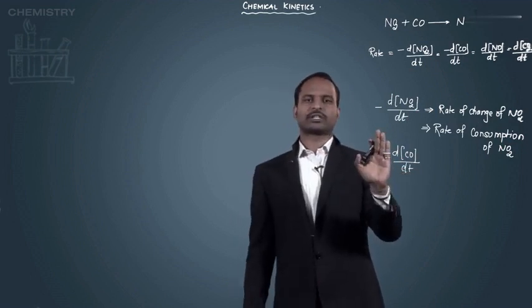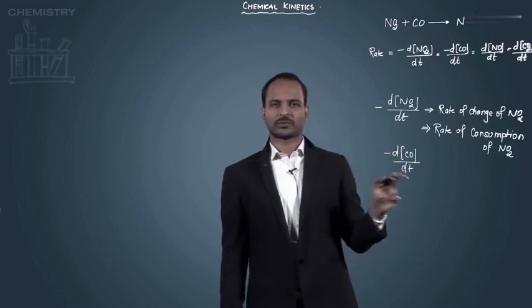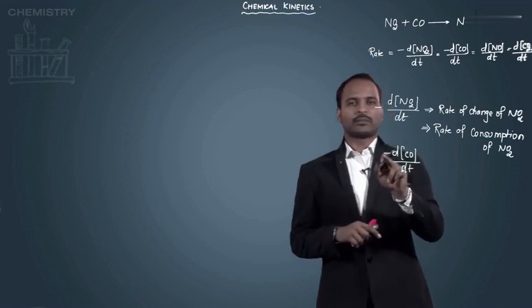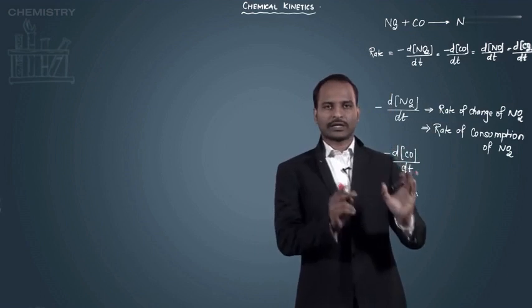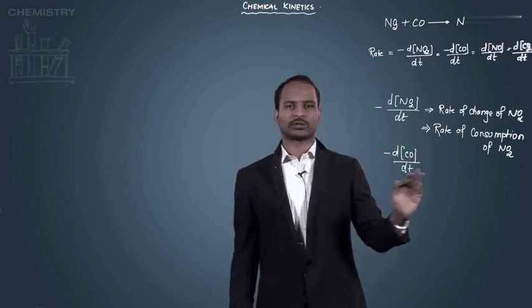Similarly, if I'm writing minus dCO by dt, forget about this minus part, dCO by dt is again a rate of change of CO with respect to time, that is, it tells us about the speed with which the carbon monoxide is changed. Minus sign means it is consumed. So this tells us the rate of consumption of carbon monoxide with respect to time.